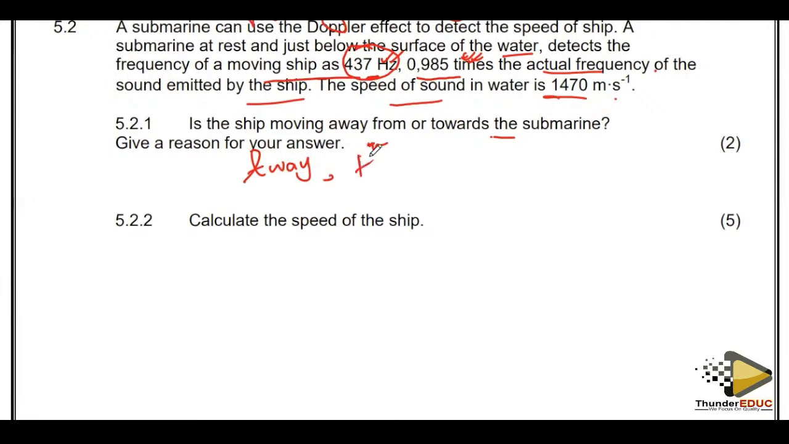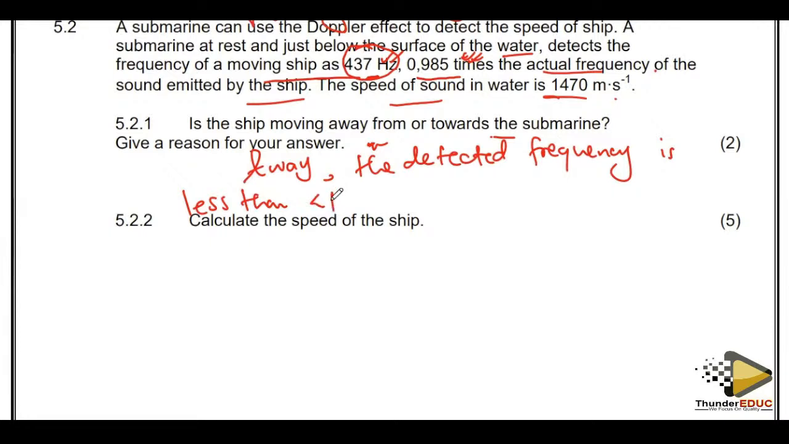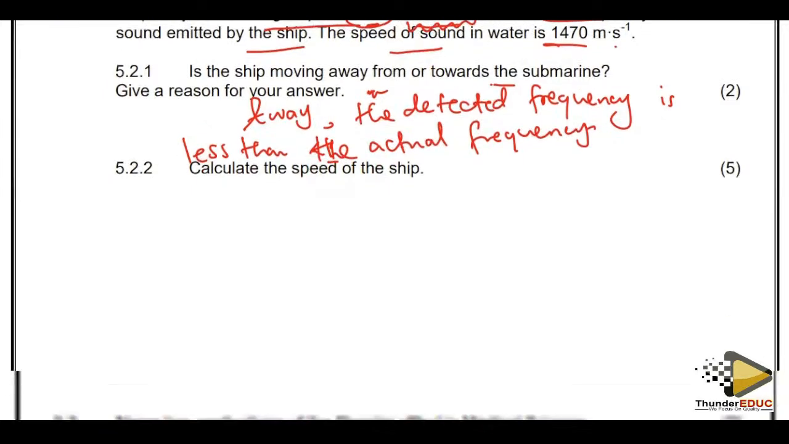And the reason for that is that the detected frequency is less than 1 times the actual frequency. So the detected frequency is lower than the actual frequency, because this 0 comma something tells us we're having something that is less than 1 time.